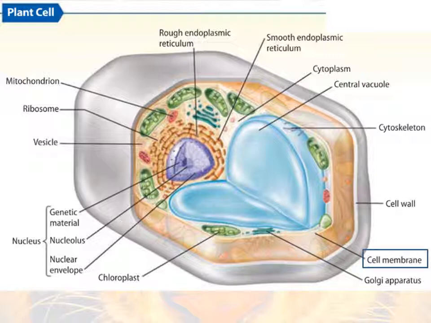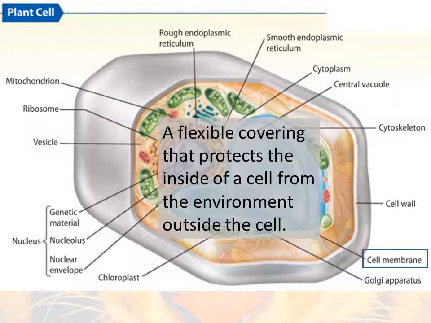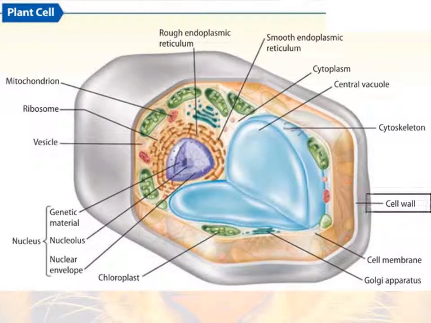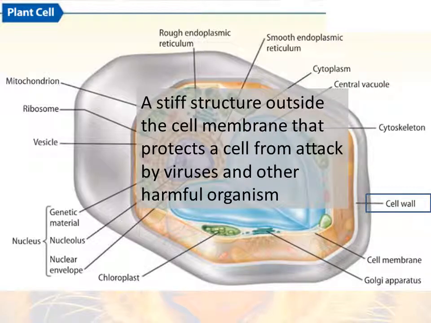So let's start with the cell membrane. The cell membrane is a flexible covering that protects the inside of a cell from the environment outside of the cell. Moving on, let's take a look at the cell wall. The cell wall is a stiff structure outside the cell membrane that protects a cell from attack by viruses and other harmful organisms.